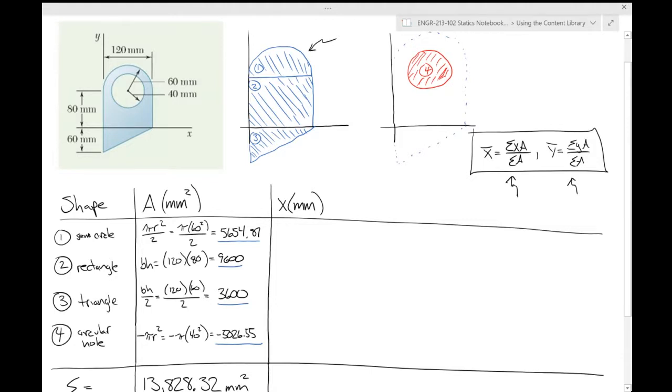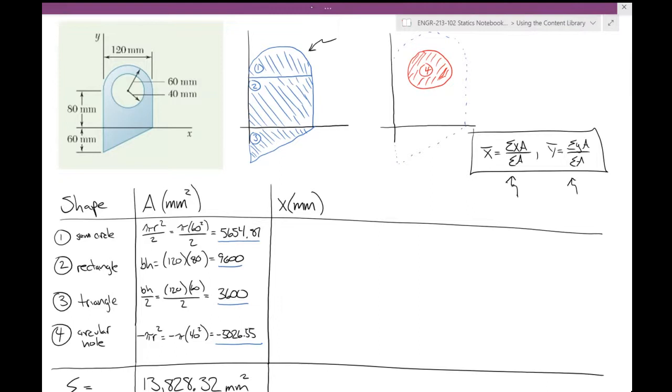Now we are trying to determine the location of the centroid, and the idea behind that is we're trying to locate the centroid of this really weird shape. Well, I know the location of the centroid of each of the simple shapes. So let's take it one at a time. Shape number 1.